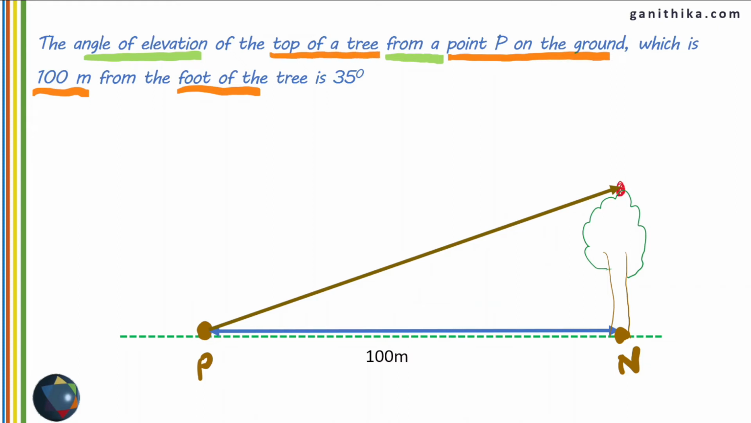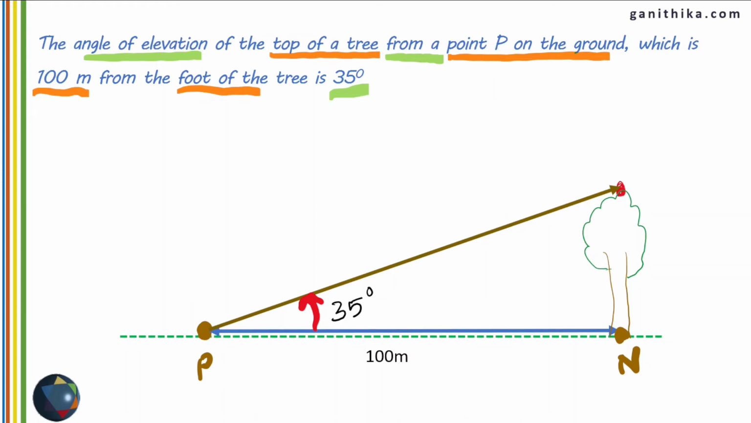So the top of the tree is here. So this is the line from P towards the top of the tree. So from P, you are looking up to the top of the tree through this line. And therefore, the angle of elevation is here, which is given to be 35 degrees. And this is the diagram representing the given information.